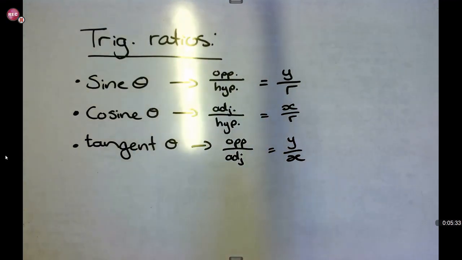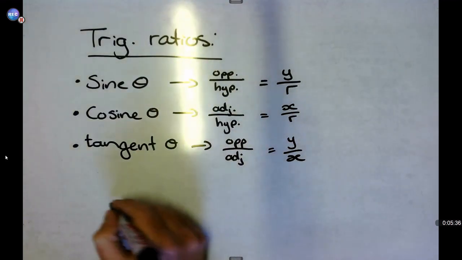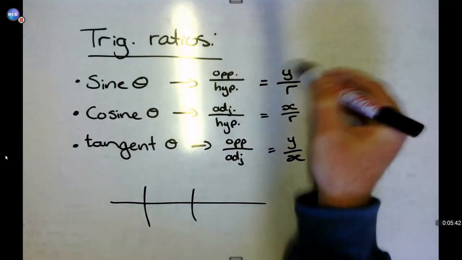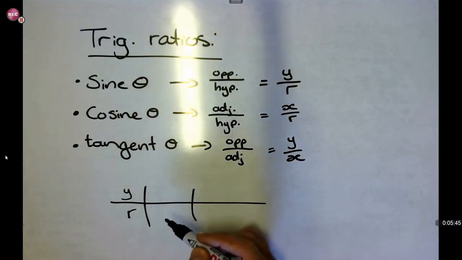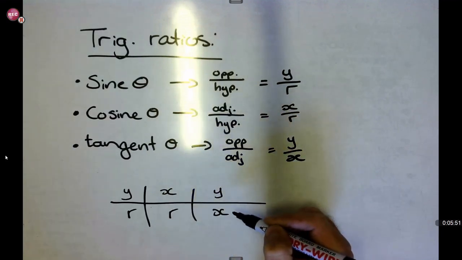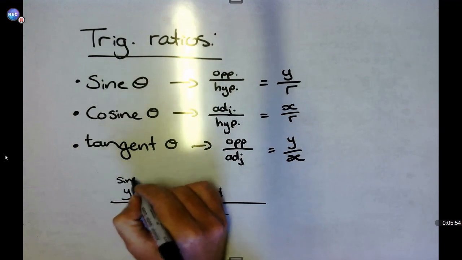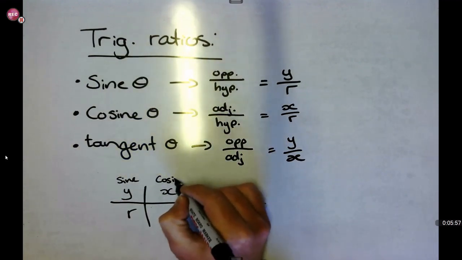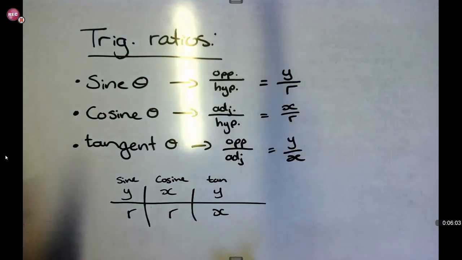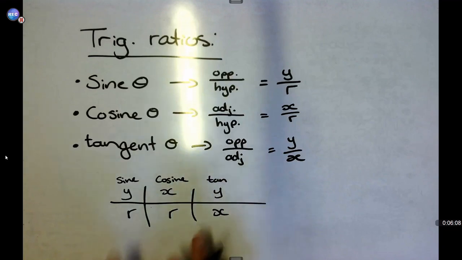Okay, so to remember this easily, you can draw a little table like this, where we then say, I'm going to take the first one, which is y over r, then x over r, and then y over x. So this would be sine, this would be cosine, and then this would be your tangent, so tan. Okay, from top to bottom, as your ratios would be. Remember, ratios are always fractions. Now this table will also help you with the reciprocal of these trig ratios.